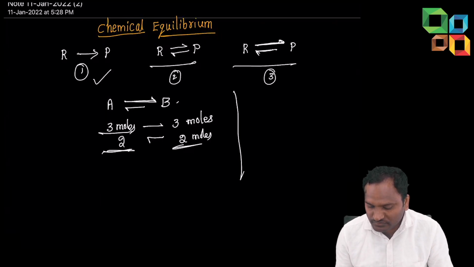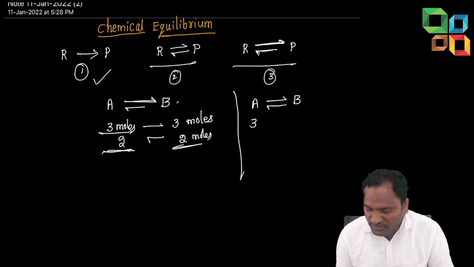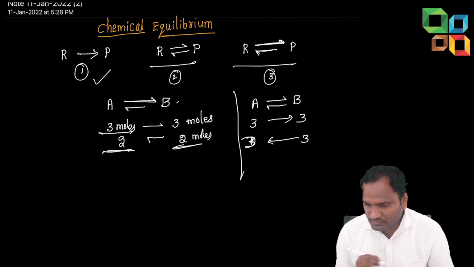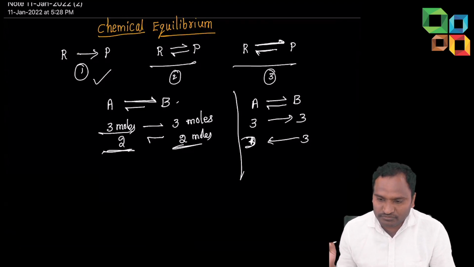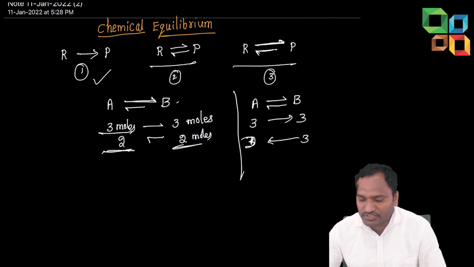Next, if I write like this, A and B both are in equilibrium. 3 moles of A is consumed, forming 3 moles of B. Again, 3 moles of A is given back. 3 moles of B is converting into 3 moles of A. In the forward direction, 3 moles are consumed. In the backward reaction, 3 moles are formed. So there is no loss, and there is no end for this reaction. This reaction is in equilibrium. This is not in equilibrium.